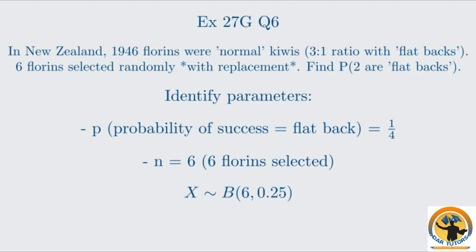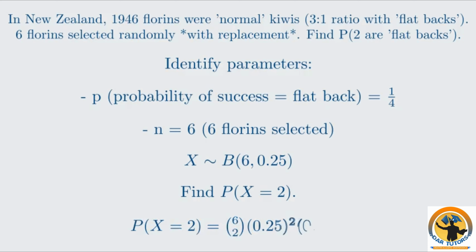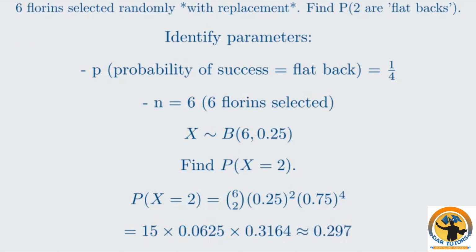The question asks for the probability that exactly 2 of them are flatbacks. We want to find P(X=2). Using our binomial PMF formula, this is 6 choose 2 times 1/4 squared times 3/4 to the power of 4. This calculates to approximately 0.297. You could also find this with your calculator using BinomialPDF(6, 0.25, 2).